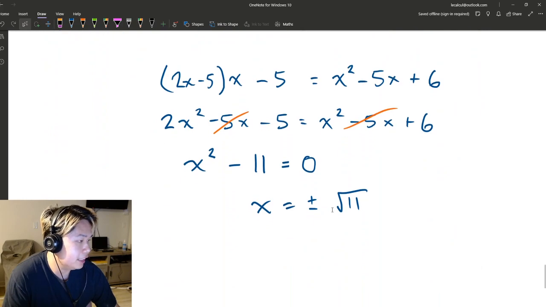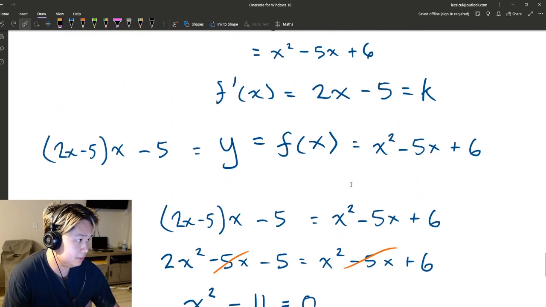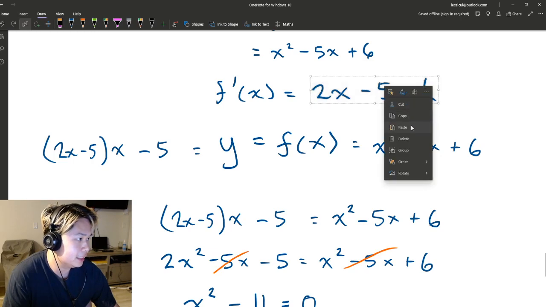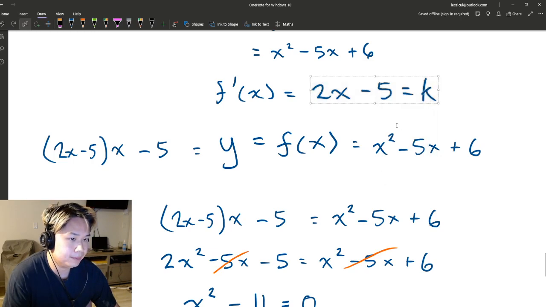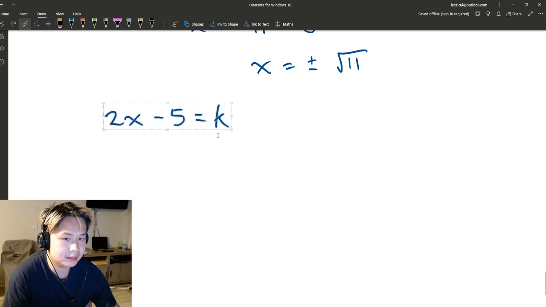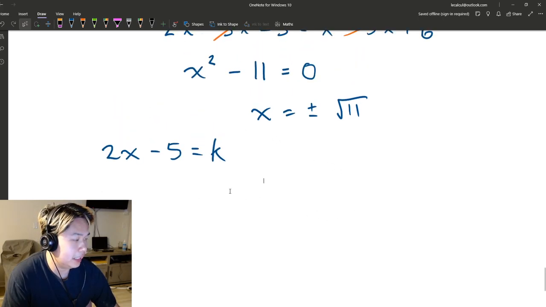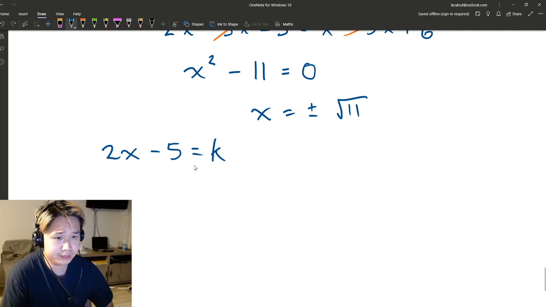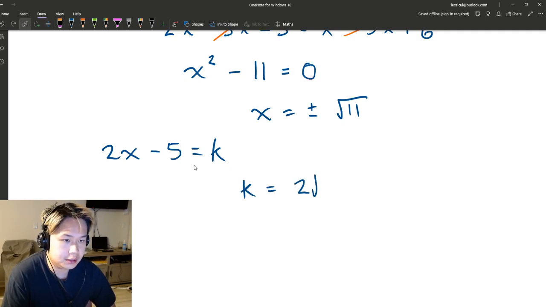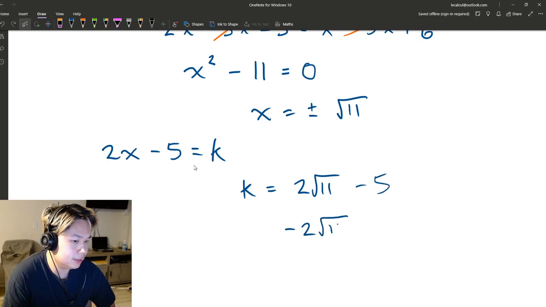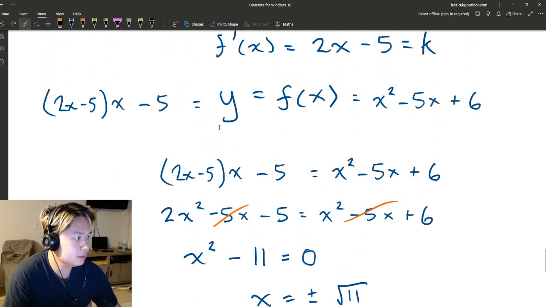And then we need to find the values of k. That's what the question was asking. So now that I know what x's are, I just plug them back into this formula that I had, where k is equal to the derivative. So we have two values actually. We have 2 root 11 minus 5, and we also have negative 2 root 11 minus 5. Yeah, pretty tough question.